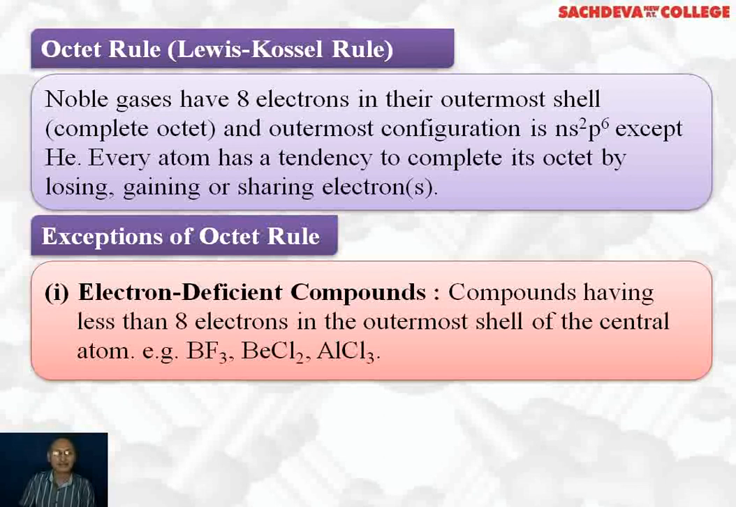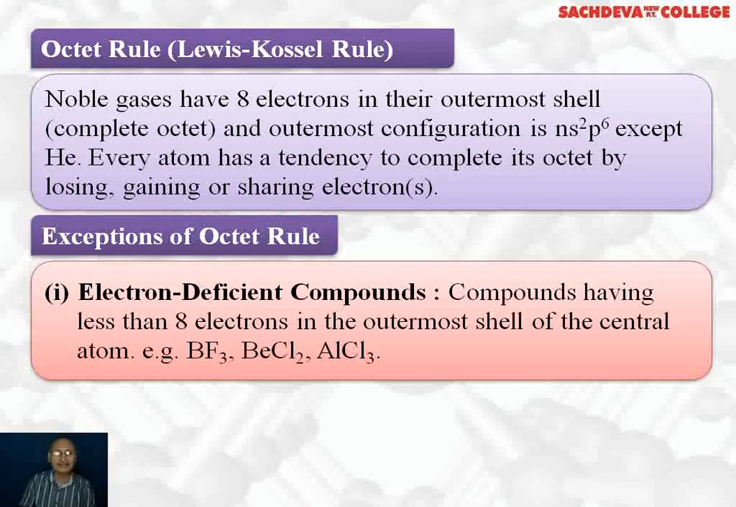For example, in BF3, boron has 3 valence electrons and fluorine atom has 7 valence electrons. So each fluorine atom can share 1 electron with boron. So after sharing, boron has 6 valence electrons and not 8, but still BF3 is formed.